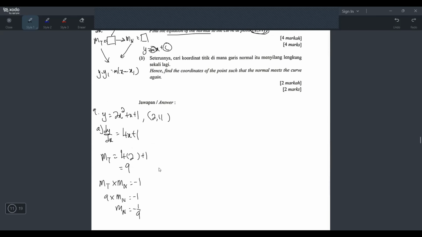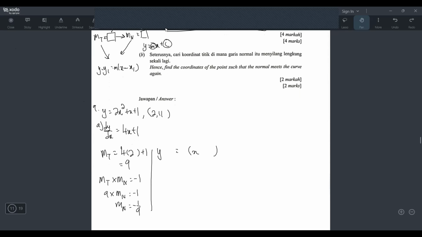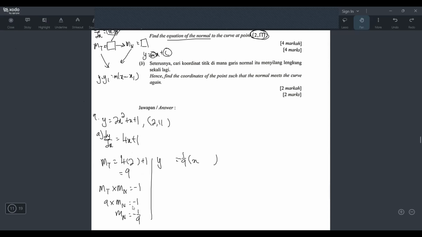Now you can find your equation, using this formula, y minus y1 equals gradient times x minus x1. Or you can use the y equals mx plus c formula, can also, right? Up to you. Okay, the gradient of the normal is -1/9. I'm finding the equation of the normal, so of course I will use the gradient of the normal. If I put the gradient of the tangent 9 here, then I'm finding the equation of the tangent, then it's wrong already. So make sure you don't put the wrong gradient here.